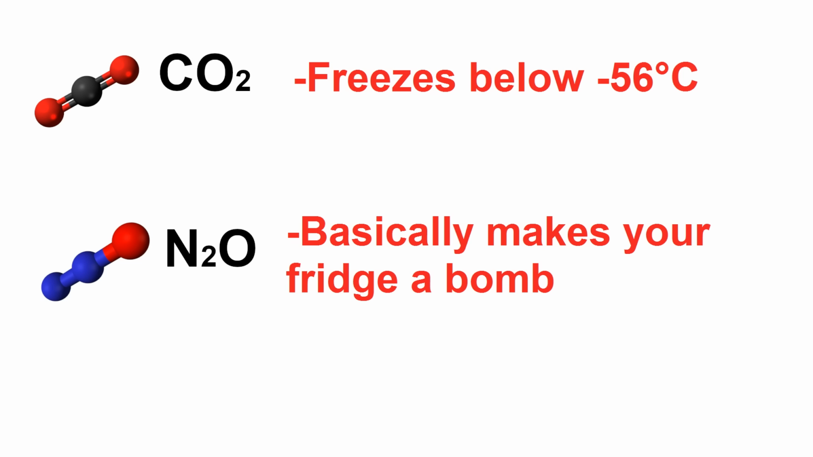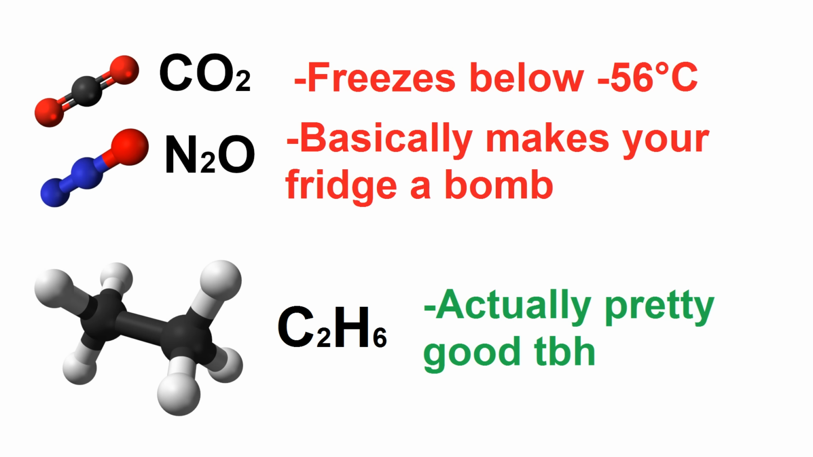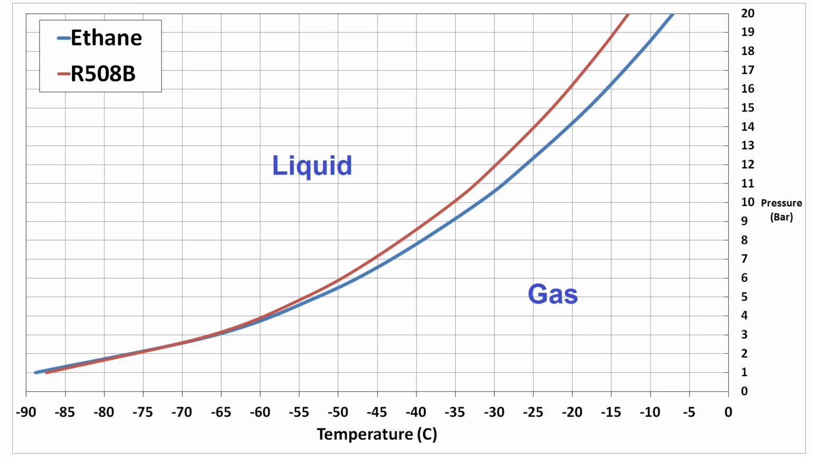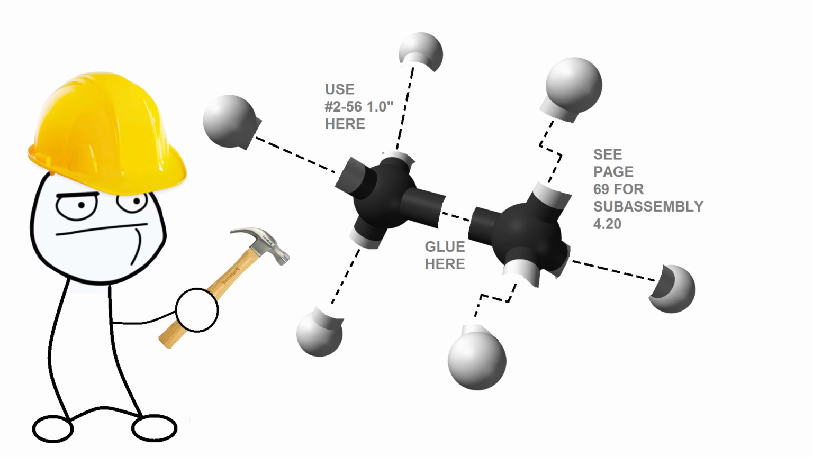However, there's another option that's not a synthetic refrigerant, which is ethane or R170. At minus 20 C, ethane requires only 14.2 bar or 191 psi to condense and drops to minus 89 C at 1 atmosphere. In fact, its pressure versus temperature curve almost exactly matches R508B, which is a common synthetic refrigerant used for industrial cascade systems. It'd be much easier to get this to work in a mini cascade system than ethylene. The tricky part is making it.